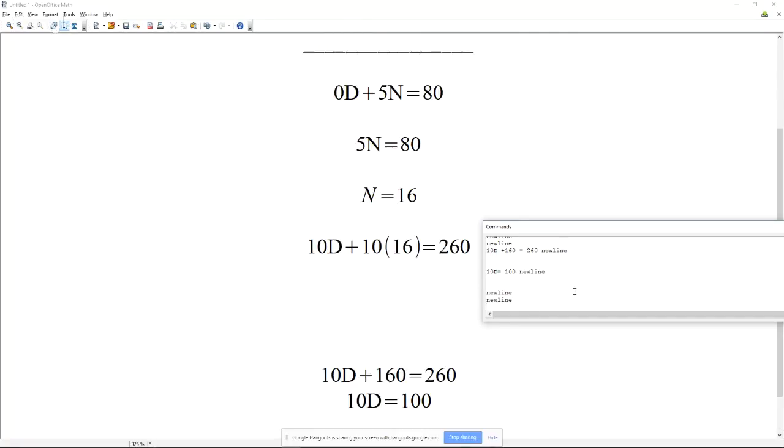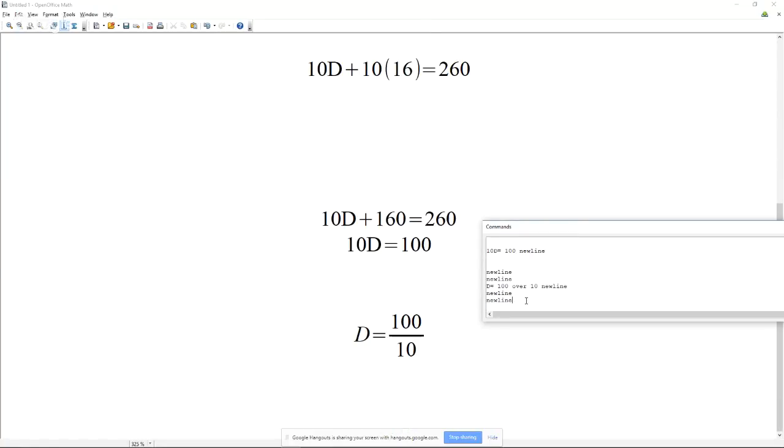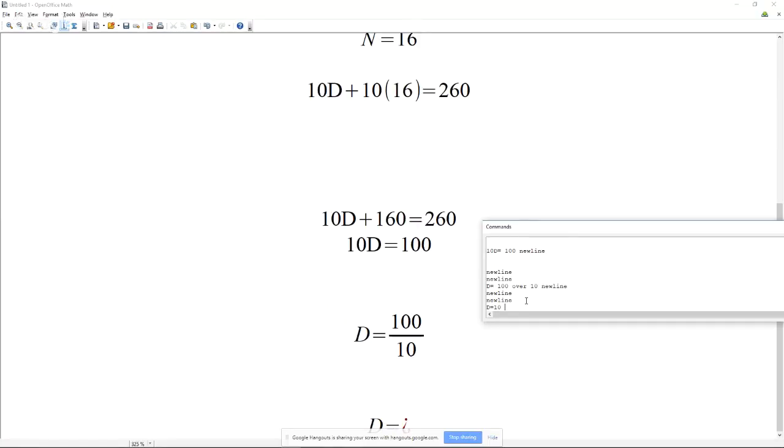So D equals 100 minus 10. No, 100 divided by 10. Careful, Stu. 100 divided by 10. Let me do it this way, over 10. Right. New line. I keep having to type thousands of new lines in order to make this appear right. And I'm left with D equals 10. New line. So now I have both numbers.